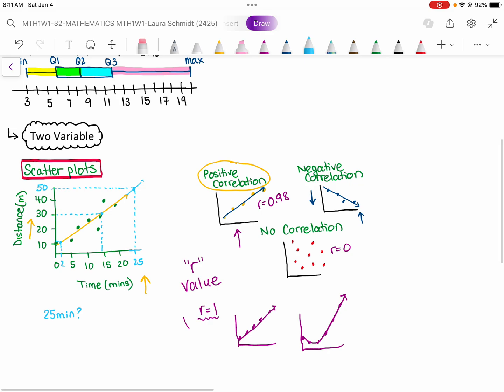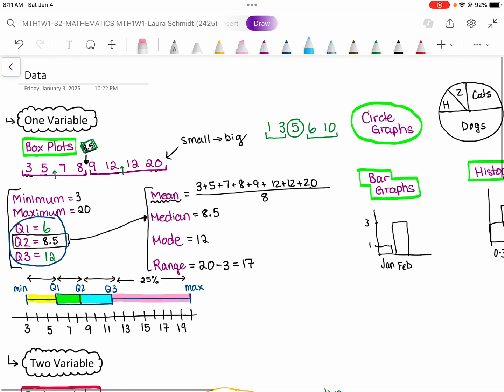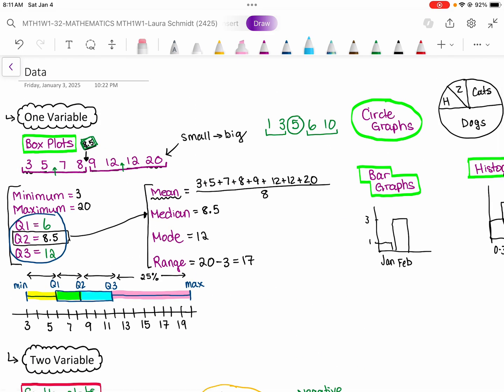Okay, I think those were the main concepts we did from the data unit, but you can head back into the unit if you're not sure about any of these terms.